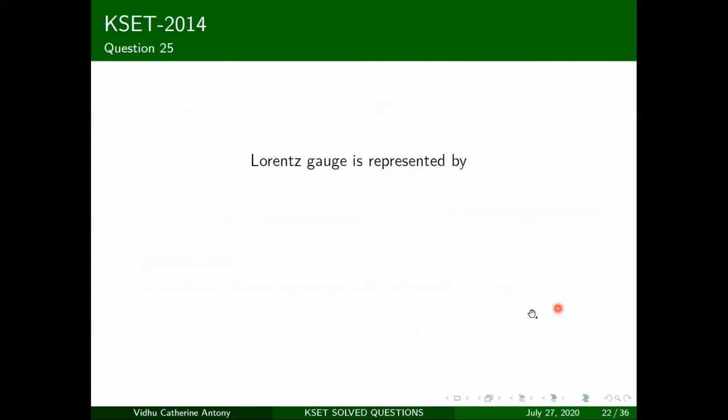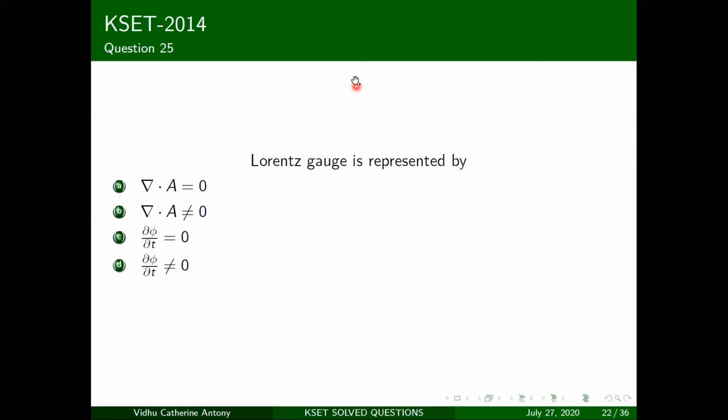I think we discussed the Lorentz gauge. The same question is repeated here, so it's like a revision. Now you see here, this is a wrong question because this is a Coulomb gauge. Your del dot A equals 0 is basically the Coulomb gauge. There is no Lorentz gauge here actually.